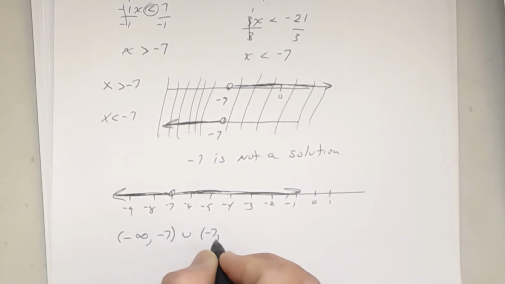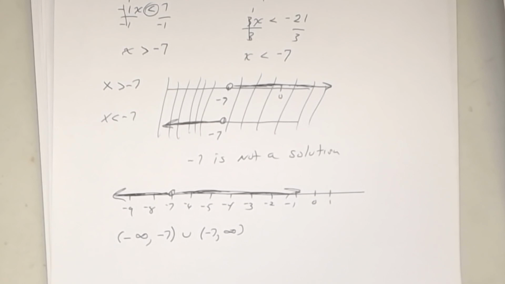Negative 7 again to what? Infinity. So what that means is that everything is a solution except negative 7. Okay.